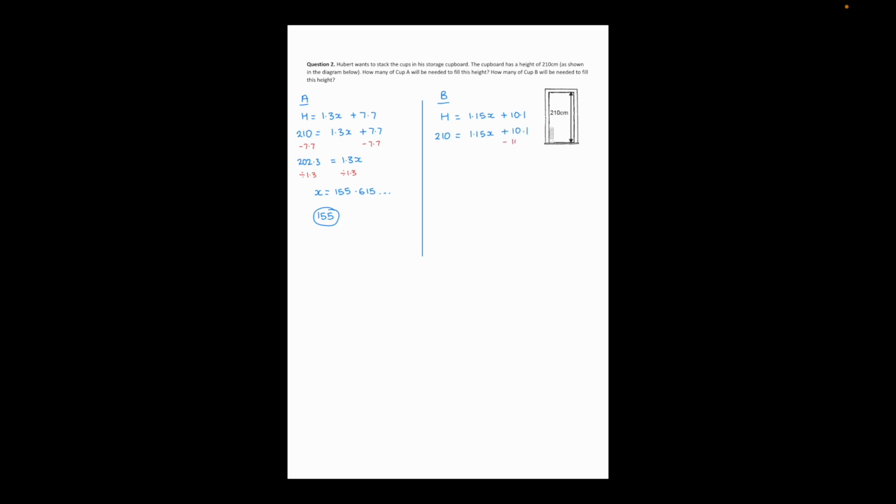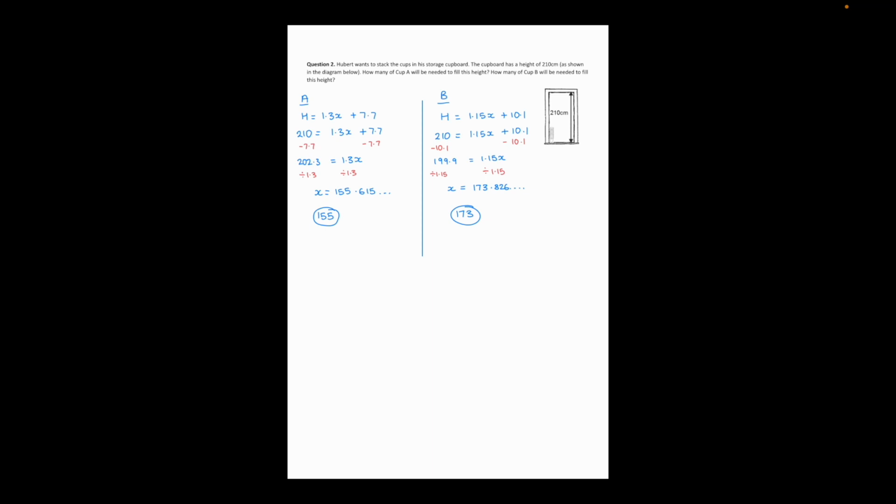I'm going to subtract 10.1 from both sides. That then gives me 199.9, which is equal to my 1.15x. And then if I divide through by my 1.15, that then tells me how many cups I can fit in. And approximately that is 173.826. So that means that I can fit in 173 cups of size B.